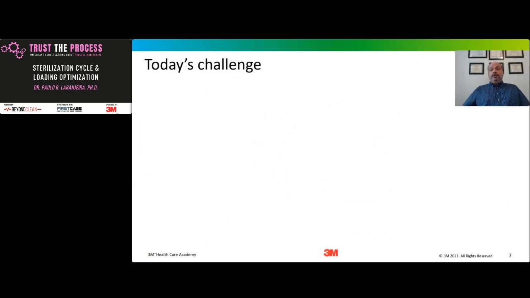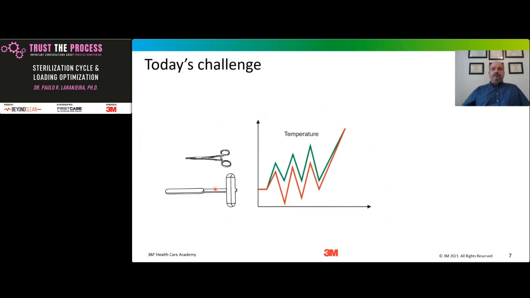What are our today challenges that we see? We have 2 medical devices over here, right? One medical device is fully metal, another one has a composition of metallic and non-metallic. During the conditioning phase, I'm going to be removing air, so I'm going to be pulling air out of the chamber. I'm going to be injecting steam.